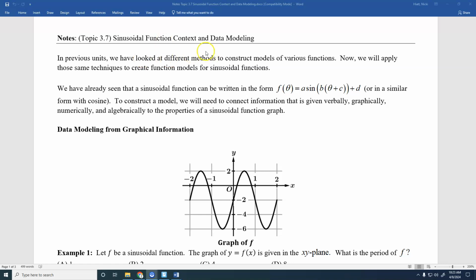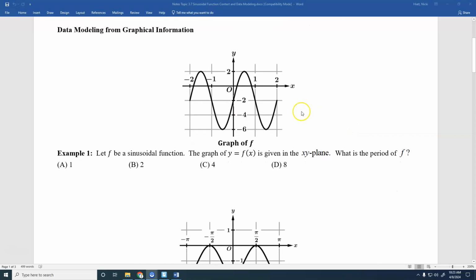Up here, it reminds you of that equation. We're going to need it still, and we're going to talk about what we need to do to construct a model for this. For these functions, like I said, the first few are going to be just a little bit of review, but then we're going to look at putting these into real-life situations. We will be doing this both with a calculator and without a calculator.